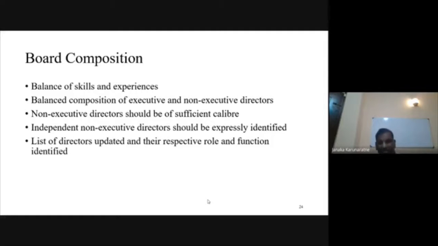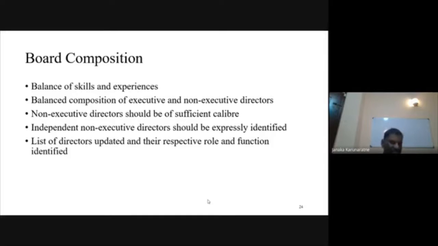Independent non-executive directors should be expressly identified. So this is why I just mentioned it's important to have a sizable number of independent non-executive directors. Non-independent non-executive directors are different from independent non-executive directors. Independent means you don't have any attachment to the institution, so you can express anything. Even non-executive directors are not participating in the regular functions of the company, but you have some attachment if you are non-independent. So independent means you are free to say anything, because you don't have any attachment or interest in the company.